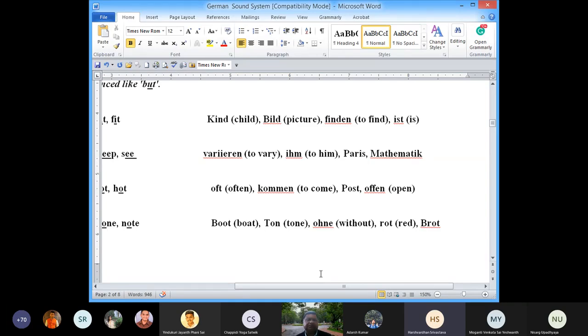Variieren, im, Paris, Mathematik. Not "mathe". In fact, Germans don't pronounce the sound. As I said, th is equivalent to t, meaning the h is silent here, as if you are pronouncing "mate". So Mathematik.